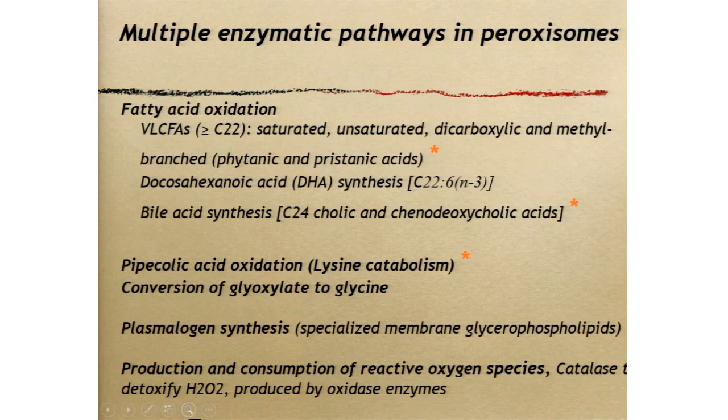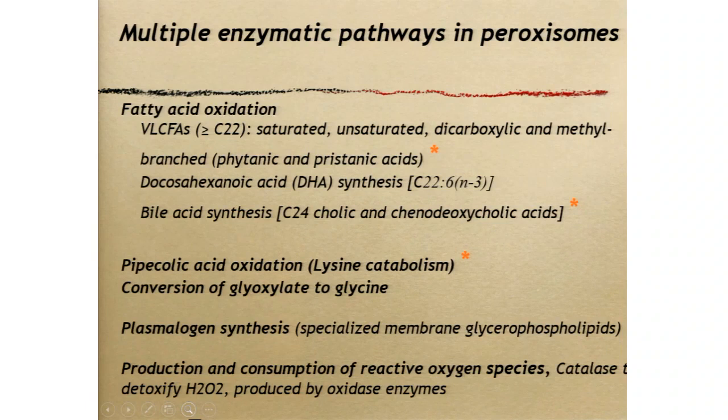And so peroxisomes are known for their multiple enzymes that are involved in fatty acid oxidation. And these are long-chain fatty acids greater than C22 in length. And they're a combination of saturated, unsaturated, dicarboxylic fatty acids, and as well methyl branch fatty acids like phytanic and pristanic acids. And in the oxidation of these acids, actually, there are products that are formed as well.